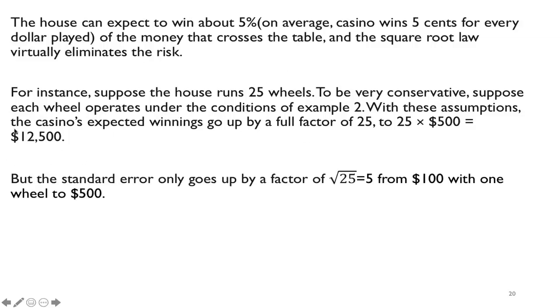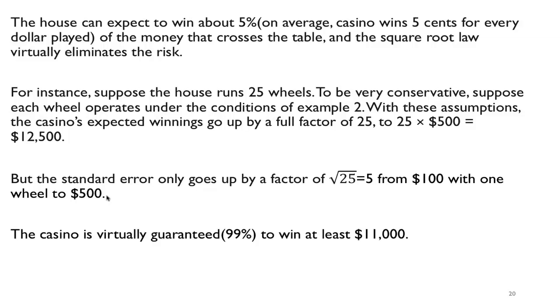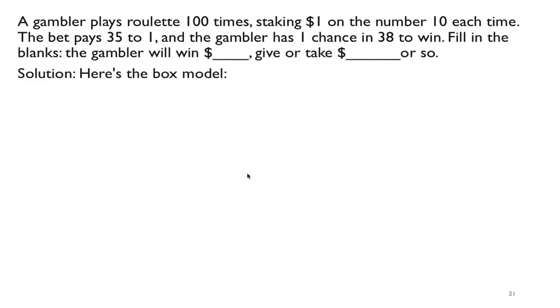And if I were to find the standard error, we can find that the standard error only goes up by a factor of 5, because if we do this over 25 times, the standard error goes up by the square root of 25, which is 5. So the standard error is now 500, and that means the casino is guaranteed about 95% of winning at least 11,000, because the error is only 500. 11,000 is 3 SE to the left of 12,500. So the house is guaranteed to win at least 11,000. Again, the casino has a big advantage.